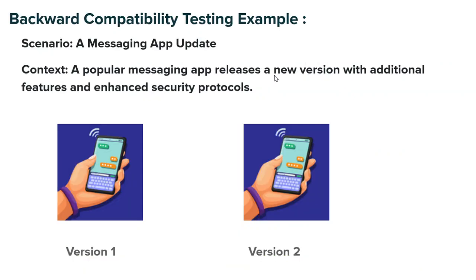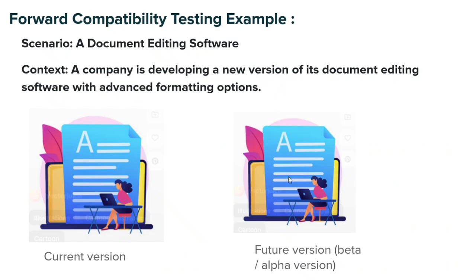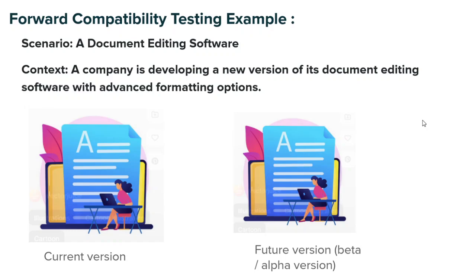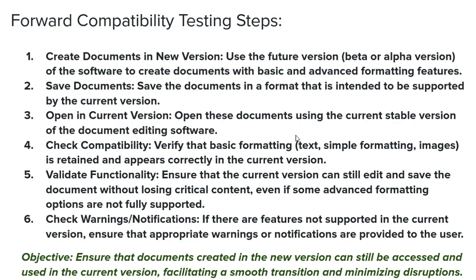So in the future version, we have to do data formatting with basic operations which were present in the current version as well, and along with that there can be extra formatting options which we have to perform on the future version. So basically in the future version, the basic operations should work as well as the advanced operations. That comes under forward compatibility testing.